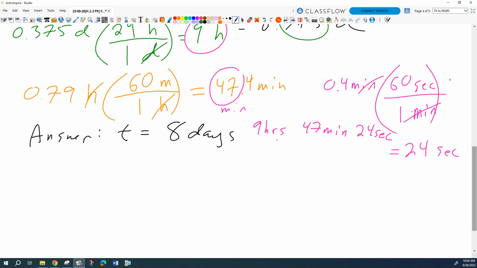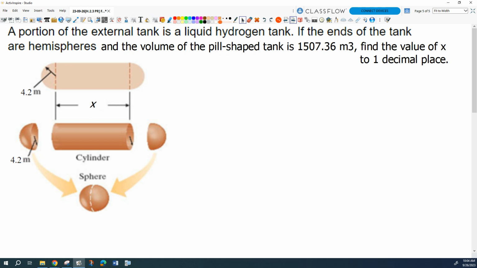Okay. All right. One more I want to go through. One like this. This is a good question. We'll see something like this again in calculus, asking better, more complicated, more interesting questions. But for now, we've got this pill-shaped liquid hydrogen tank. You've all seen those on the back of trucks before, right? So if the ends of the tank are hemispheres and the volume of the pill-shaped tank is 1,507.36 cubic meters, find the value of X to 1 decimal place, okay?